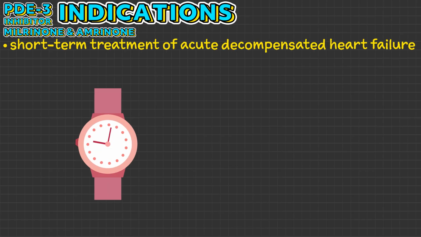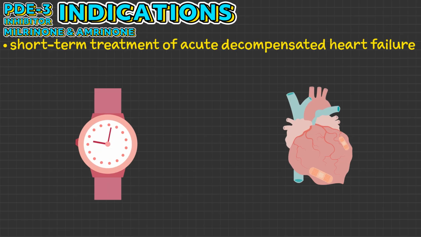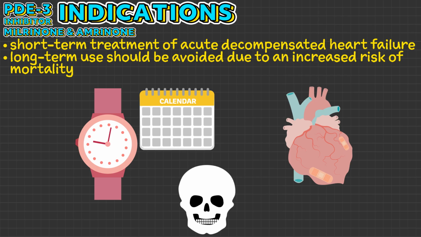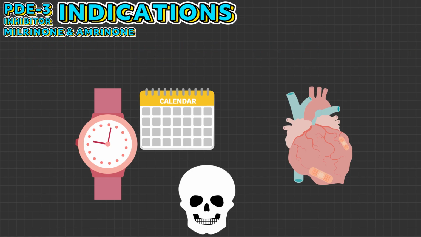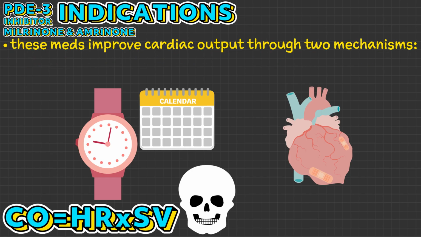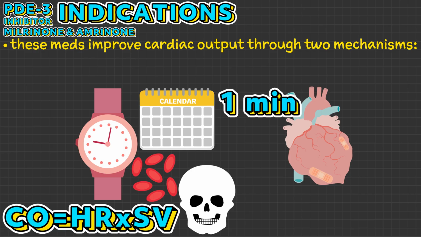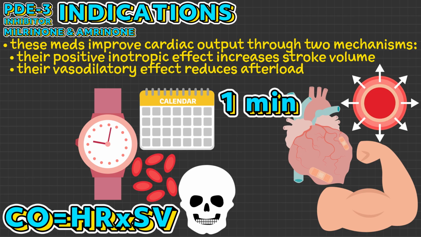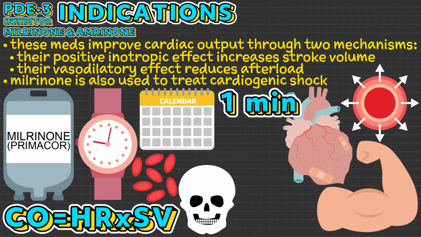PDE3 inhibitors, such as Milrinone and Amrinone, are used for short-term treatment of acute decompensated heart failure. Long-term use of these medications should be avoided due to an increased risk of mortality associated with prolonged use. These medications improve cardiac output, or the volume of blood the heart pumps per minute, through two mechanisms. Their positive inotropic effect increases stroke volume, or the amount of blood ejected from the left ventricle in one contraction, while their vasodilatory effect reduces afterload, or the resistance the heart must overcome to pump blood out. Milrinone is also used to treat cardiogenic shock for the same reasons.